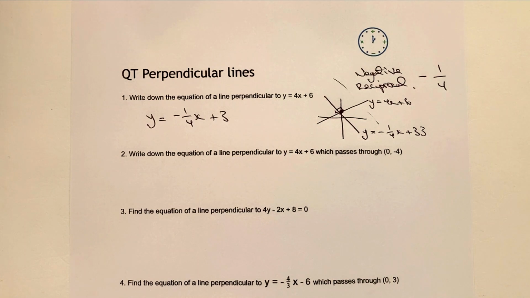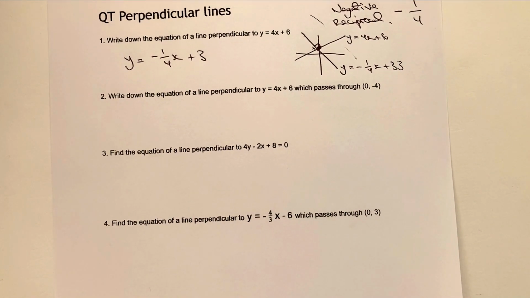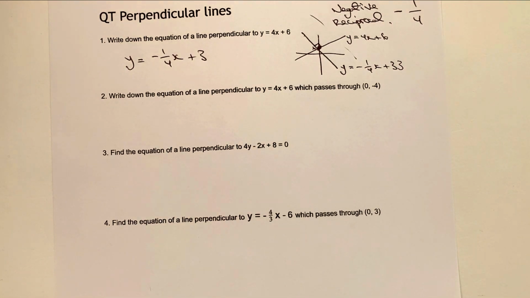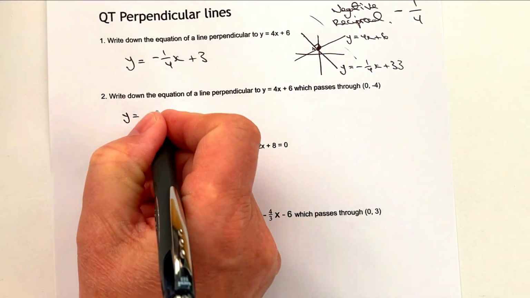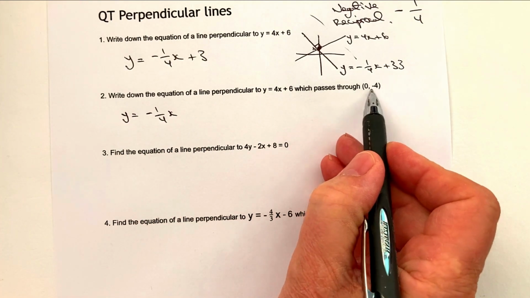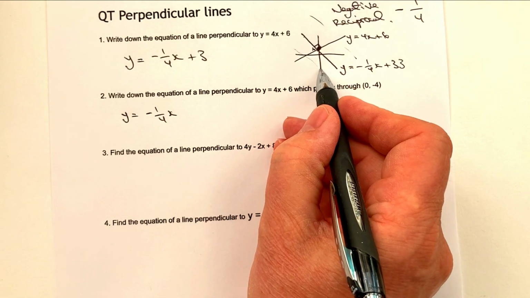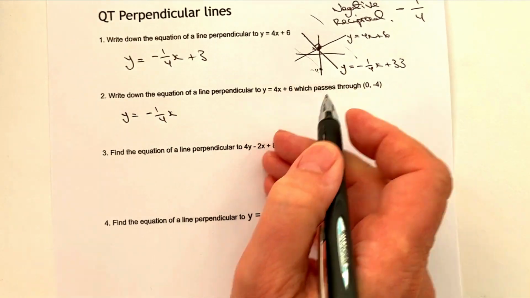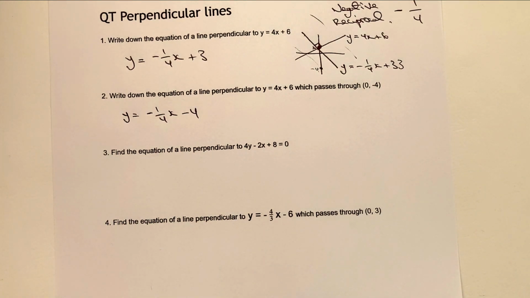Okay, so number 2 then: write down the equation of the line perpendicular to the same line, but this time it passes through 0, minus 4. Well, it's exactly the same really. We're going to say y equals minus 1/4 x, but this time it's going to go through 0, minus 4, which is about down here somewhere. It goes through minus 4, so it's going to be minus 4, and that's it for that question. Hopefully you're getting the idea of these.